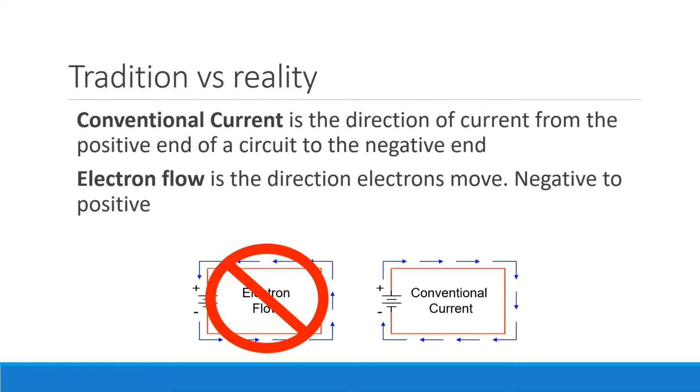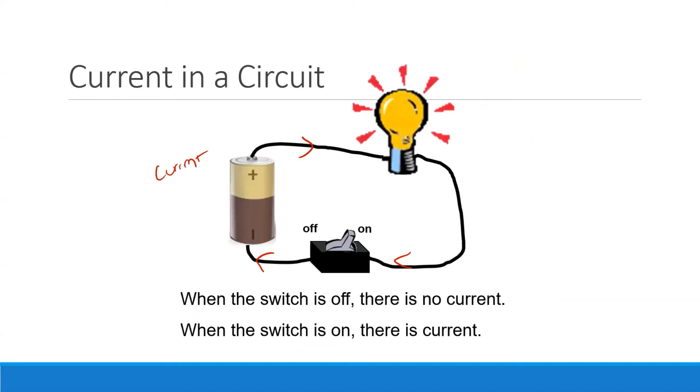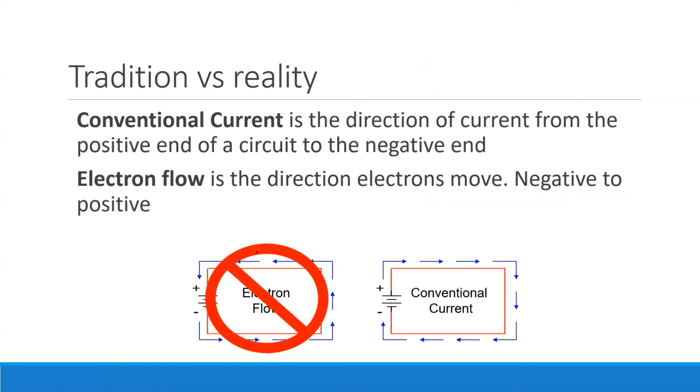So really quickly, to correct: conventional current is the direction of current from the positive end of the circuit to the negative end, whereas electron flow is the direction the electrons move, from negative to positive. So it's the other direction. We use both, but whenever I draw a circuit, notice how I drew the current moving from the positive into the negative, because that's the direction the current moves, even though that's not the direction the electrons are moving.